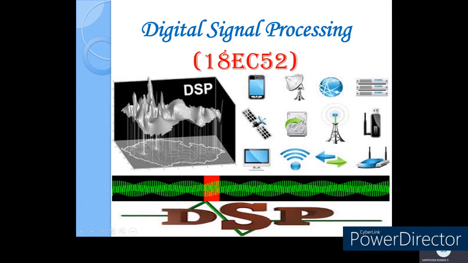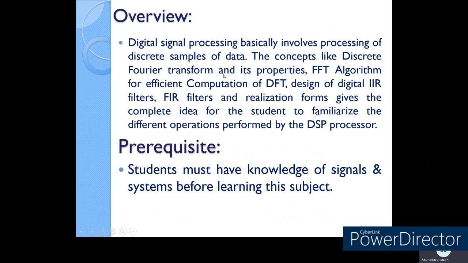Now let us look into some of the course content of digital signal processing as per the VTU. The subject code is 18EC52. It's the 18 scheme, and in the fifth semester it's the second subject. So let us look into the course content of digital signal processing. I'll give an overview of this subject, digital signal processing.